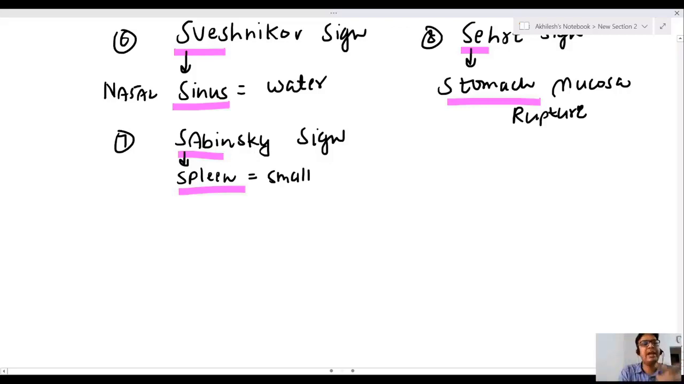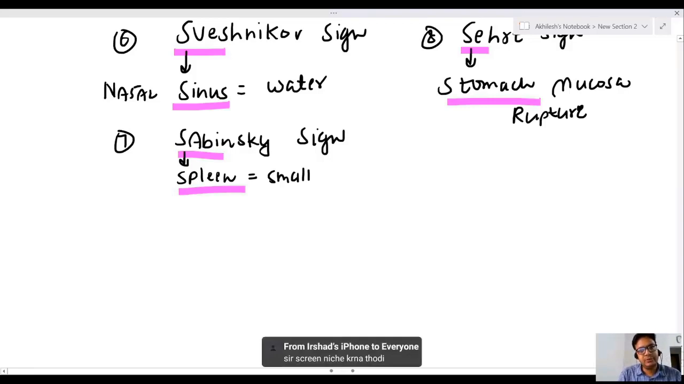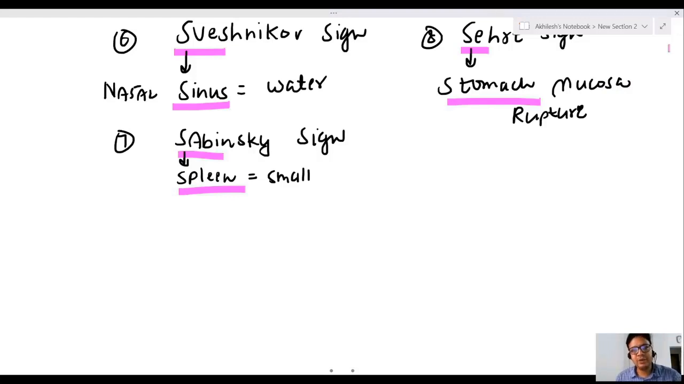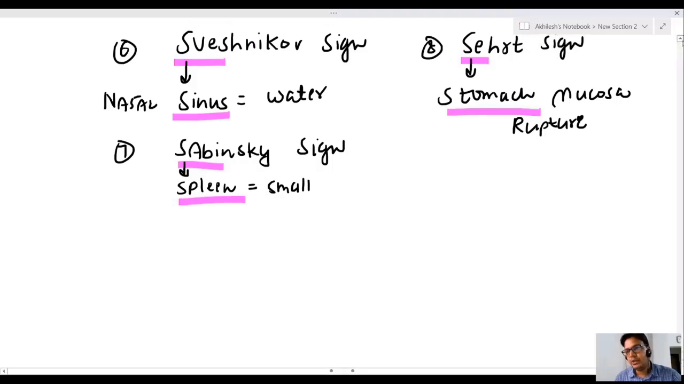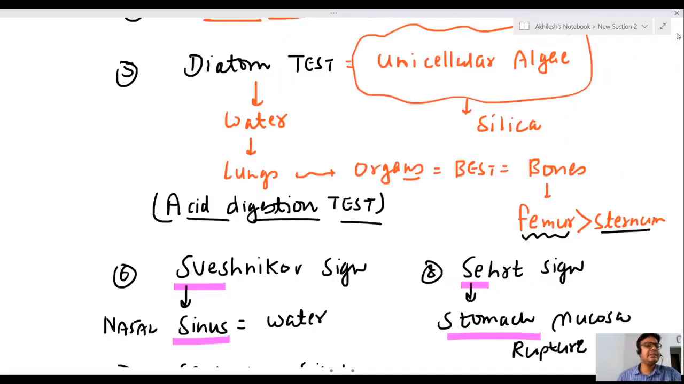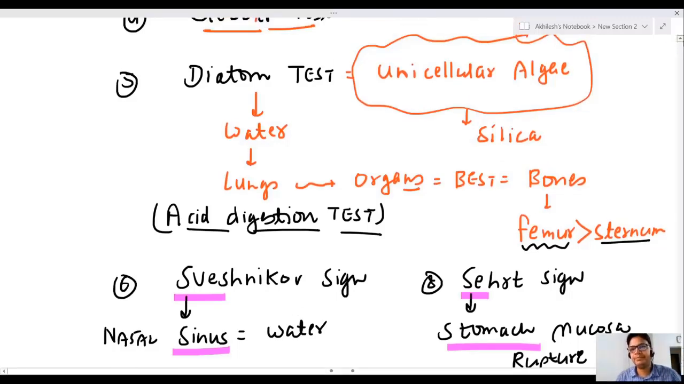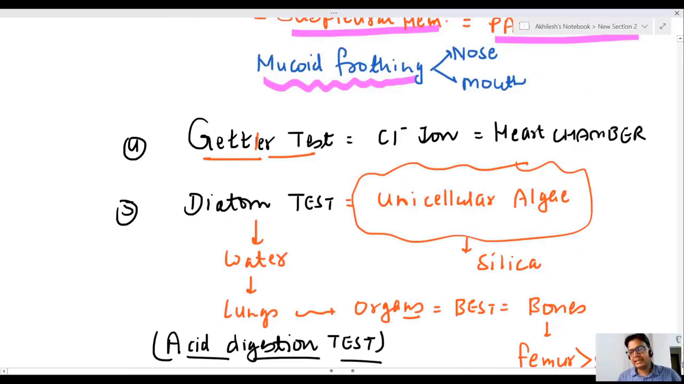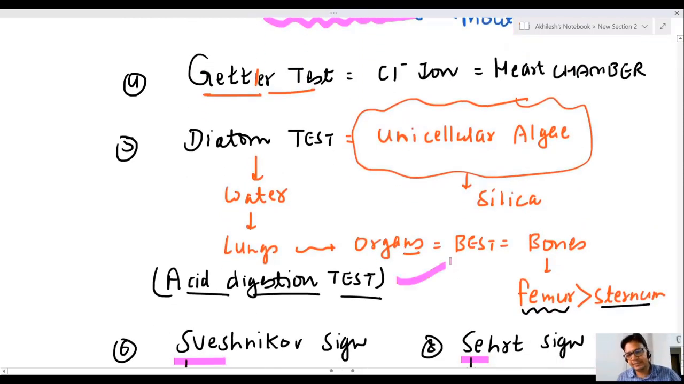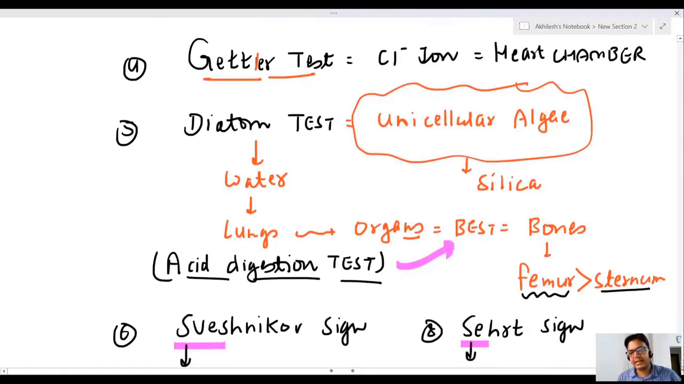Gettler test or chloride ion detection test. Chloride ion detection test is the Gettler test. Diatoms are unicellular algae. Along with the water, they go into the lung. From the lung, they go to the organs. This is known as the diatom test. And acid digestion test is a method by which you detect the diatom.